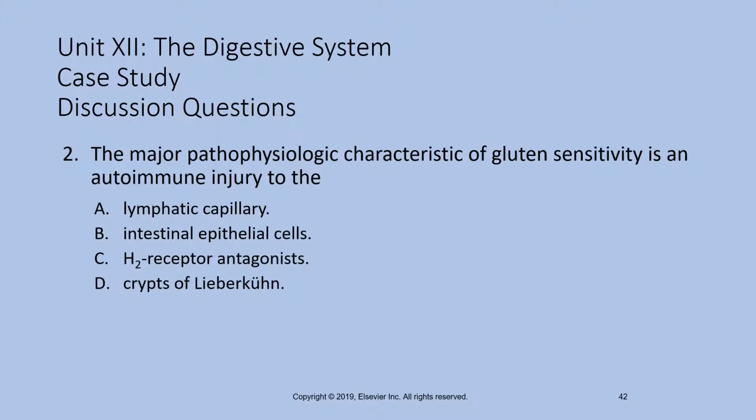The major pathophysiological character of gluten sensitivity: lymphatic capillaries, no. Intestinal epithelial cells, A2 receptors, cryptoglycan. It is actually the intestinal epithelial cells. That's the way the disease occurs.